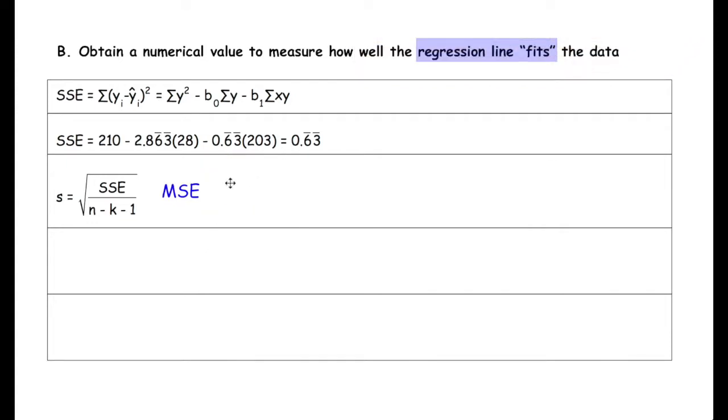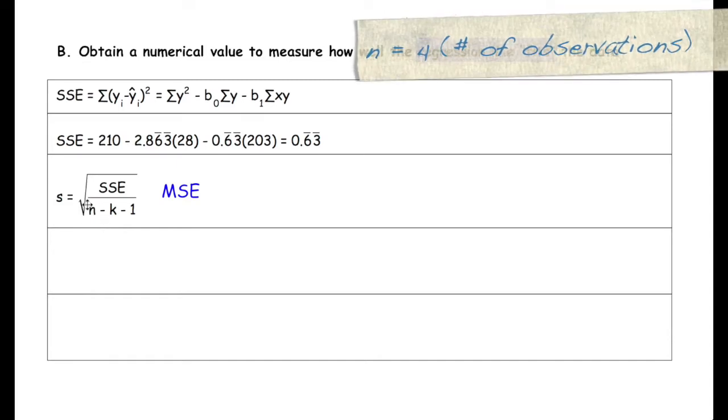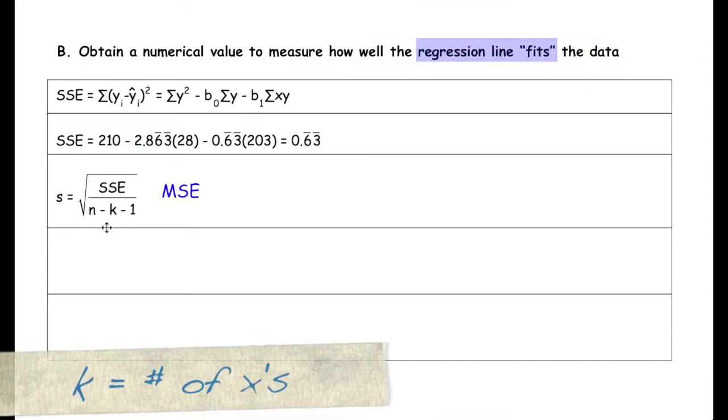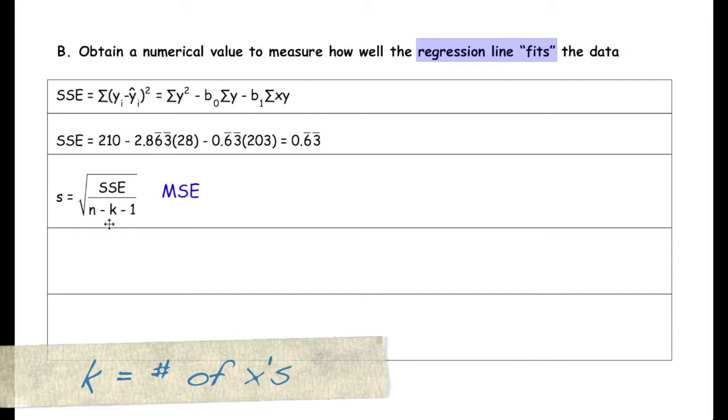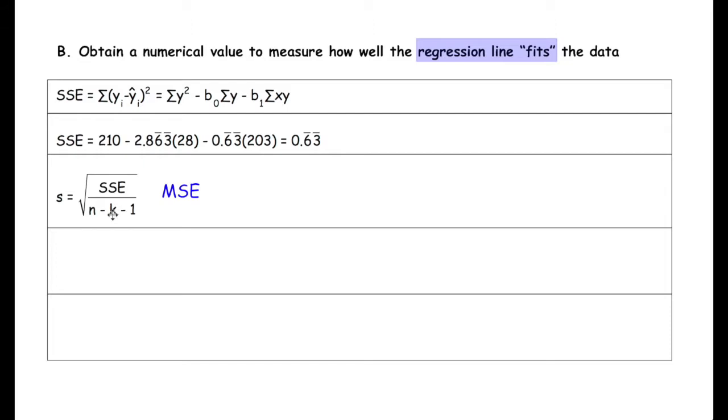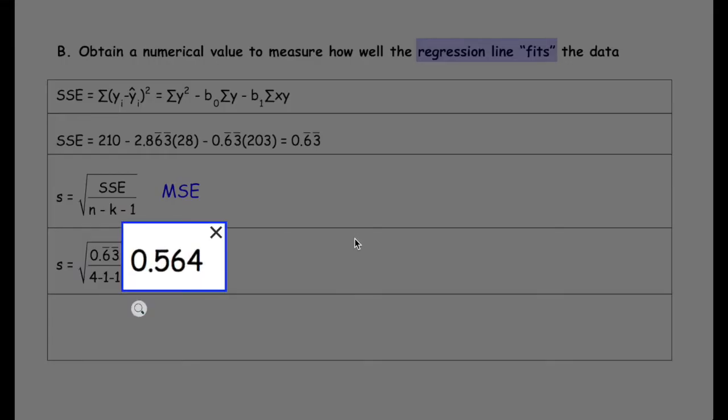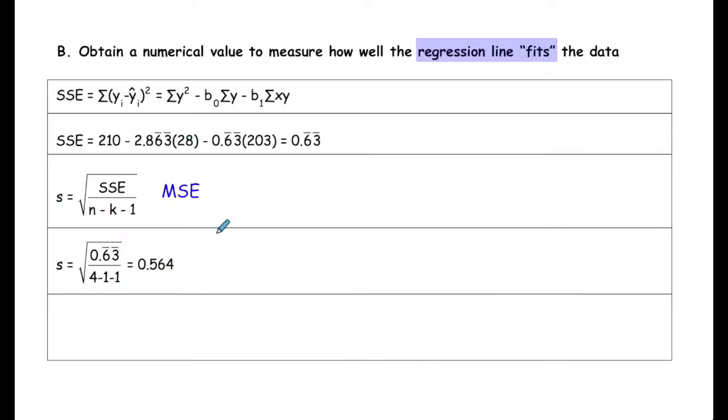So once we've found SSE, we know that n is the number of observations, which is 4, k is the number of independent variables, which in simple regression is always 1. We're able to divide the two to calculate S. And we should be getting an answer of 0.564 if we round to the third decimal. Now what's more important is to understand what this value is telling you. Why is it that S is a measure of how well the regression line is fitting your data set?